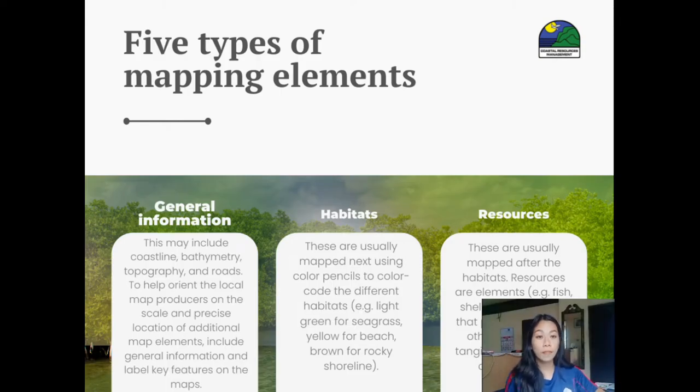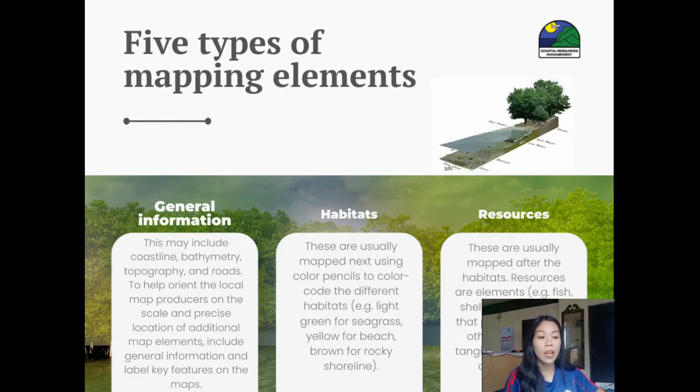So we have here the five types of mapping elements. These are generally accepted and understood in CRMP project areas. The first element is general information. This may contain coastline, islands, bathymetry, terrain, and highways, which are often found on most government maps. Include basic information and designate significant features on the maps to assist local map creators in orienting themselves on the scale and specific position of additional map elements.